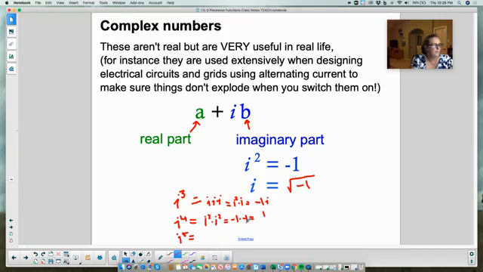And what would i to the power 5 be? It would be that times i. So it'd be just i. And i to the power 6 would be this times another i. So it'd be i times i, which would be -1. And you'll see a pattern that develops. It's just interesting to play with that pattern.